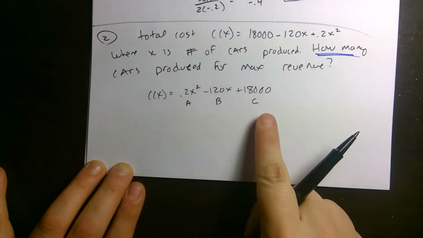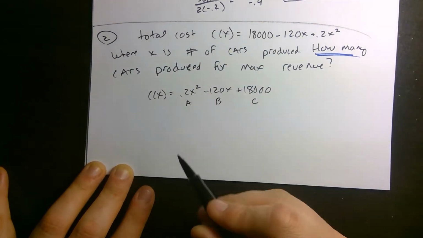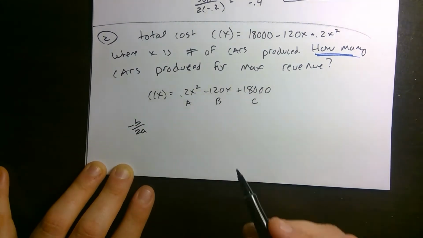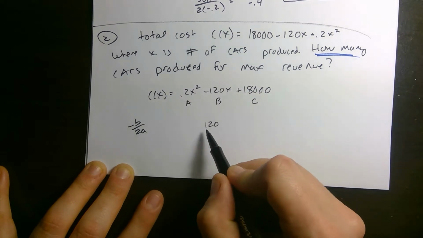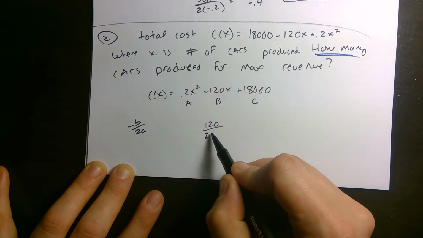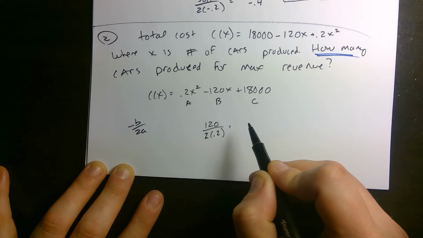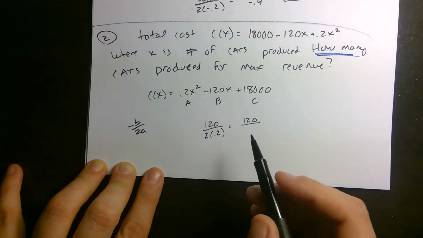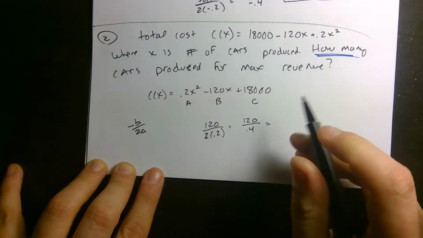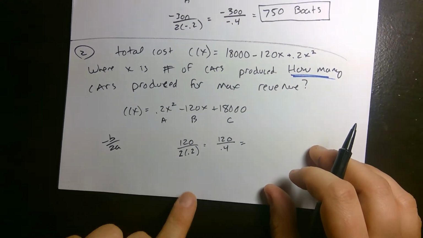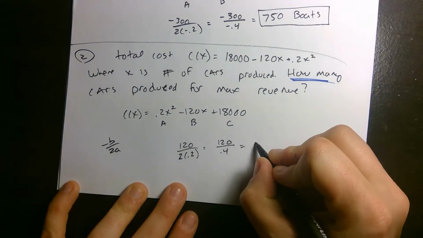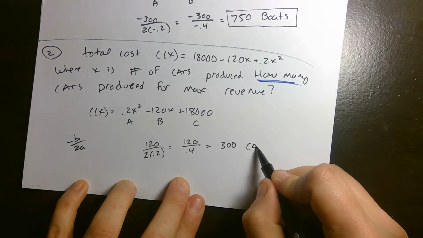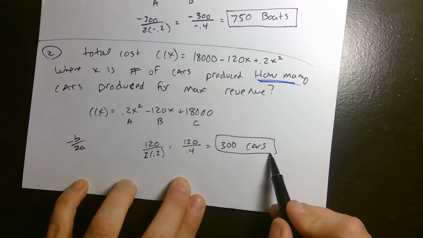Now, don't let the fact that I have a c value confuse you. I still only need the opposite of b over 2a. So let me jot that down real quick. Here's what I'm looking for. My opposite of b is going to be a positive 120. I'm going to divide that by 2 times 0.2. And again, the top will stay the same for the time being. I will multiply 2 times 0.2 and get 0.4. And then I will do my division. 120 divided by 0.4 is going to give me 300. And again, my question was, how many cars? Well, you have a number. I need you to write the word cars. 300 cars. And again, we're finished.